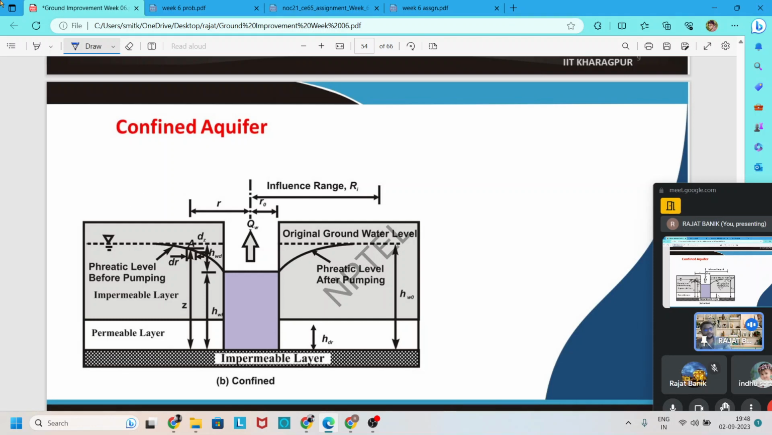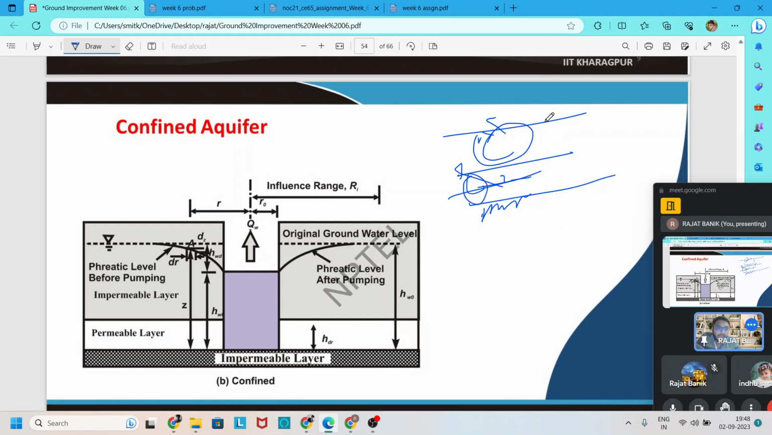Moving forward, now we need to find out the permeability of the confined aquifer. We know that in a confined aquifer, here is the ground surface, one impermeable layer is here, after that one permeable layer is here, after that another impermeable layer is there. So we know that the water only flows through the permeable layer. That means water is present here only.